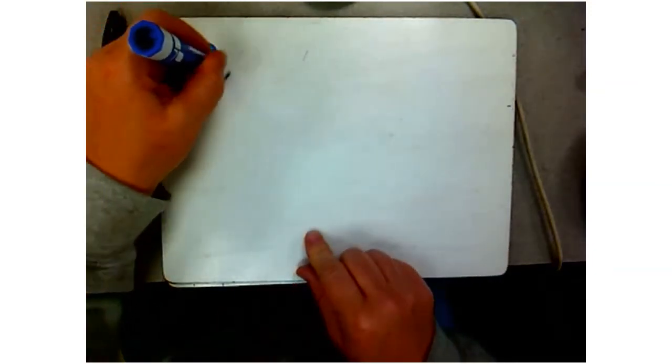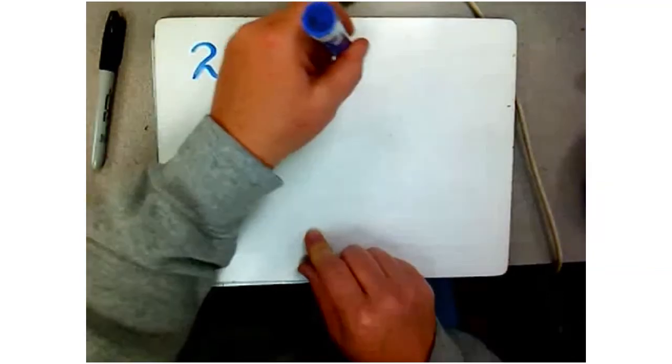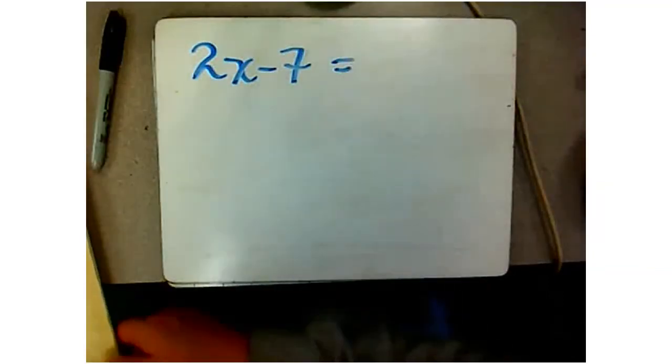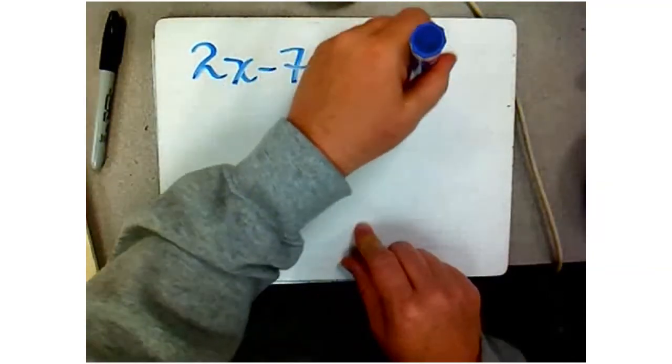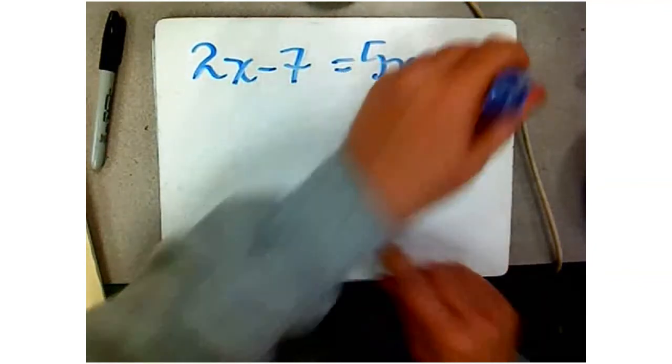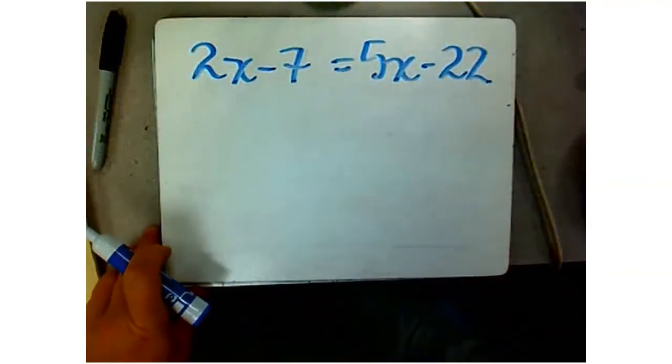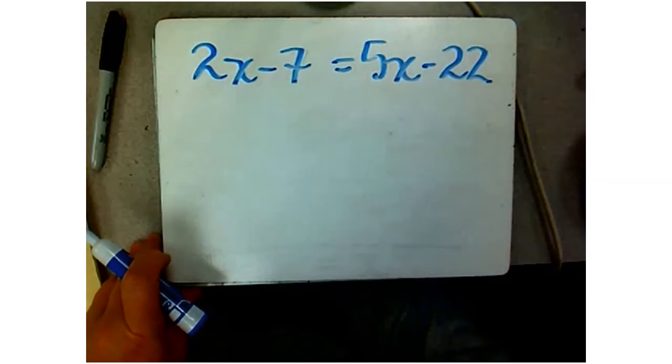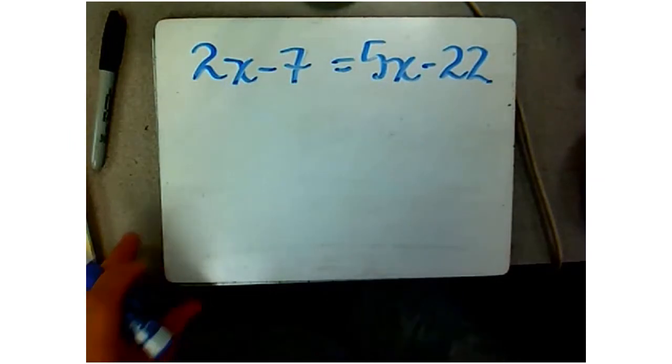Make them equal. Piece of cake. We just got to do some work with our algebra, which is good practice. So 2x minus 7 equals 5x minus 22. Good. All right, I'm writing that down on my whiteboard. You can tell me what to do. 2x minus 7 equals 5x minus 22.